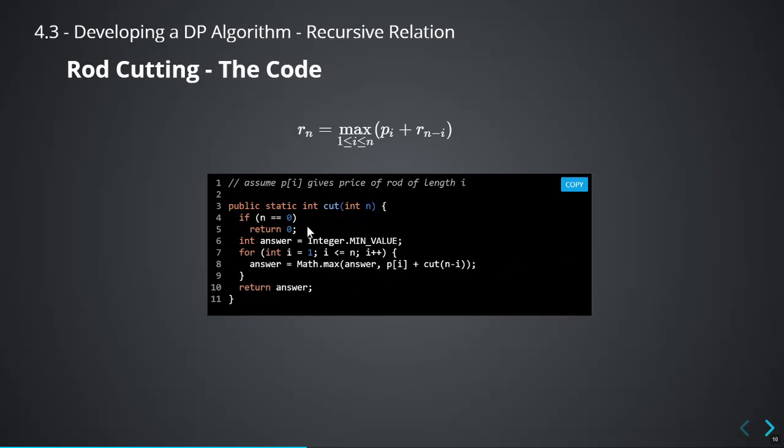So here, what am I doing? If you're cutting a rod of length 0, return 0 because that's no value. Otherwise, you're going to find the maximum of all these, and that's just your pi plus Rn minus i. Well, pi here gives you the price of a rod of length i if you don't cut it any further. So that's the left side. And the cut is when you recurse, you're calling the function recursively. That's really it. It's like 10 lines.